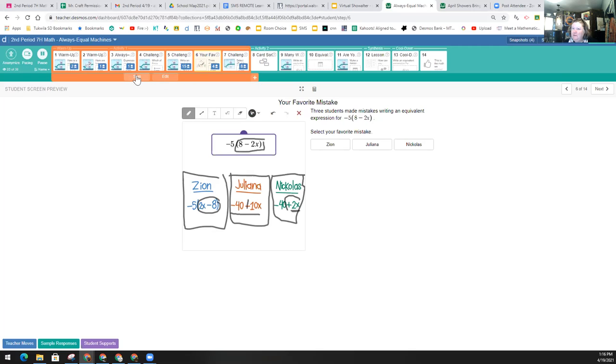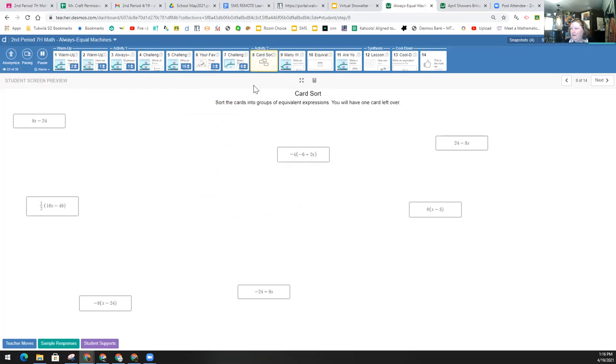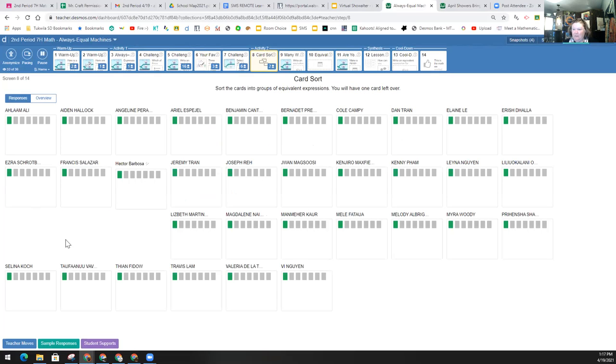Okay, so we have about 15 minutes left. I am going to stop the pacing and unpause it and let you all just go. The next activity is a card sort where you're sorting them into equivalent expressions. Notice you will have one card left over. I'm going to leave my screen visible so you can see as you're sorting if you're getting things correct or not.